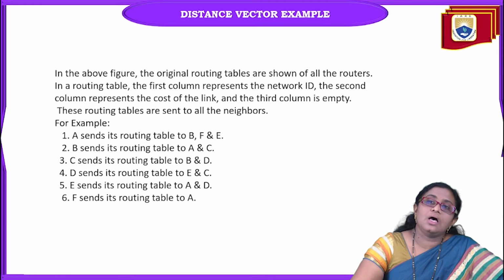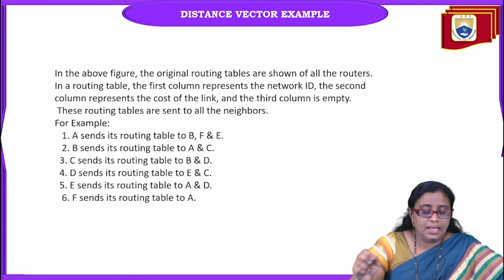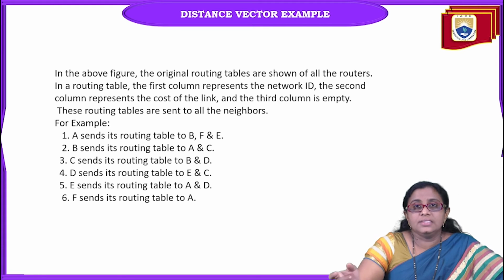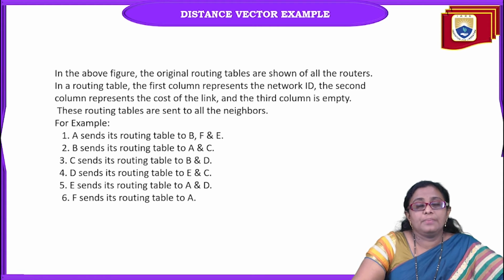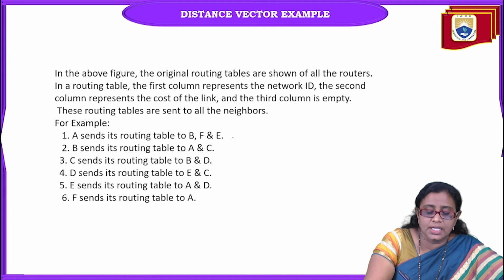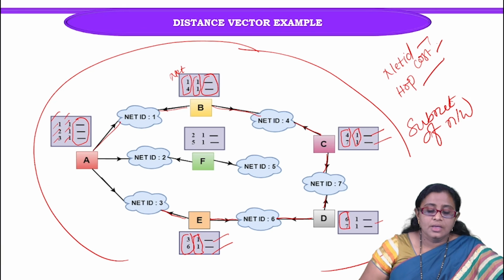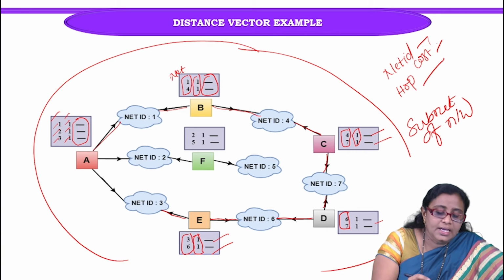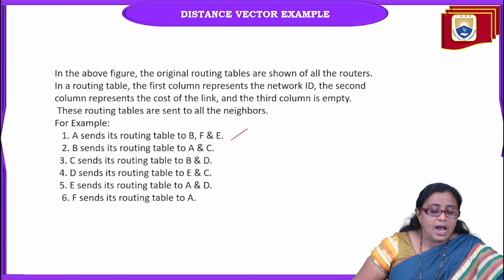These routing tables are sent to all of its neighboring routers over the neighboring links, which are able to share their information with the other nodes. For example, A sends its routing table to B, F, and E. According to the earlier example, A can send to B, F, and E.